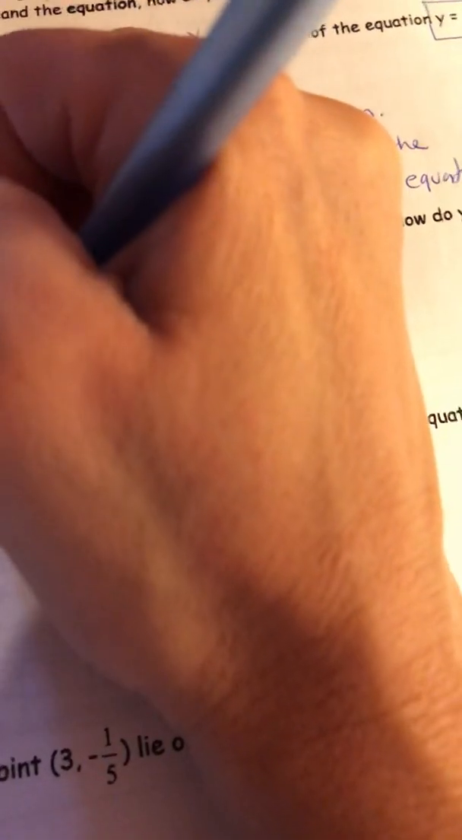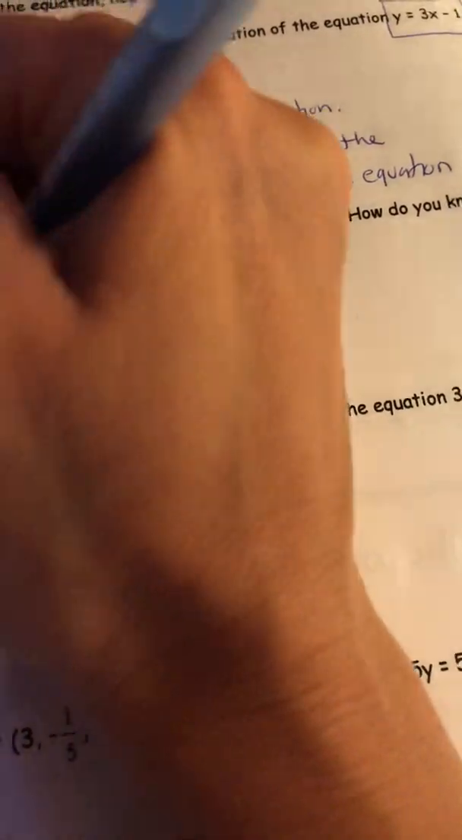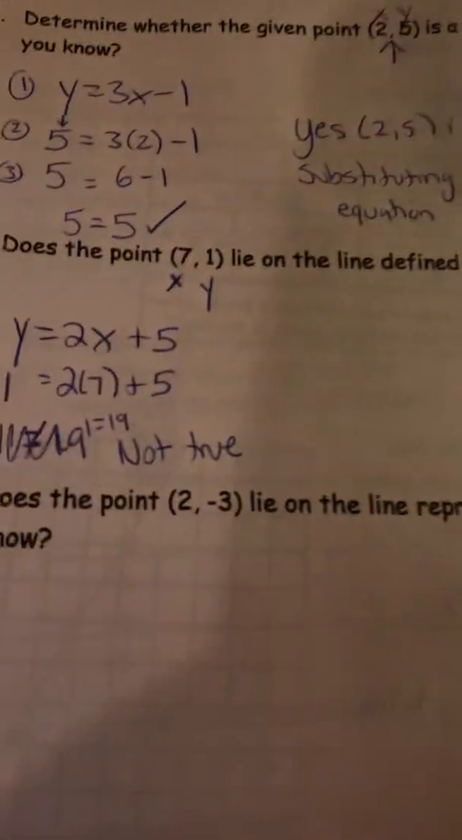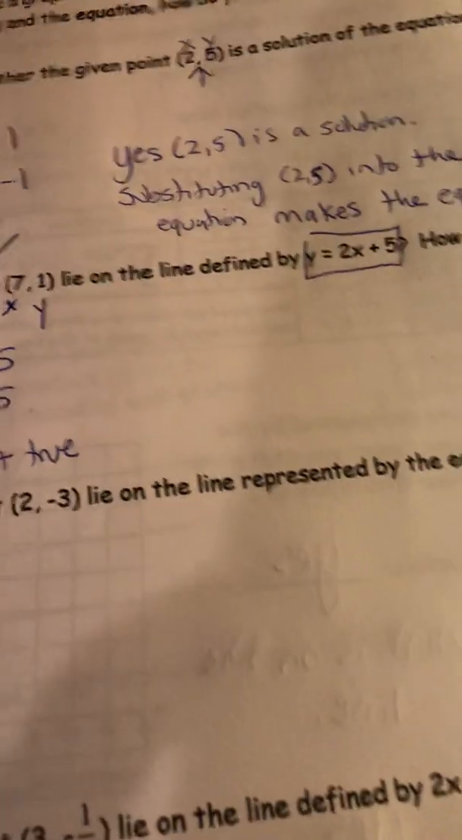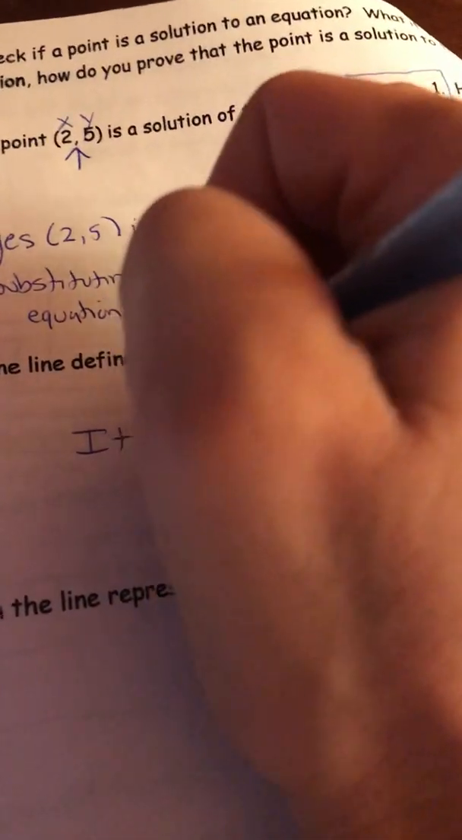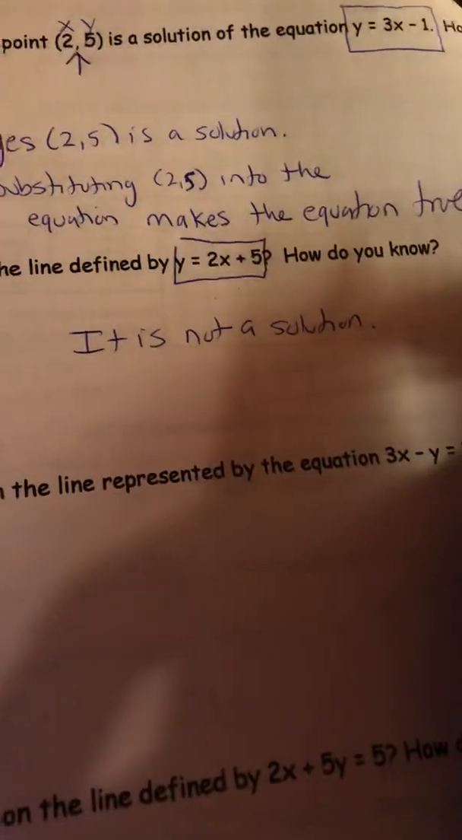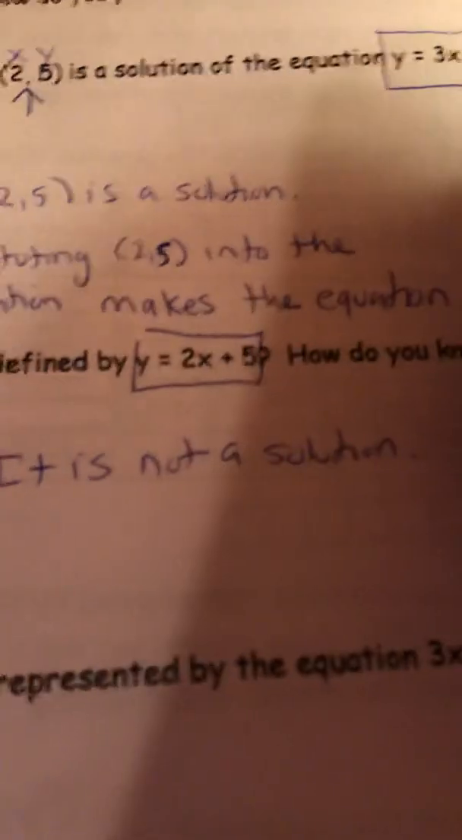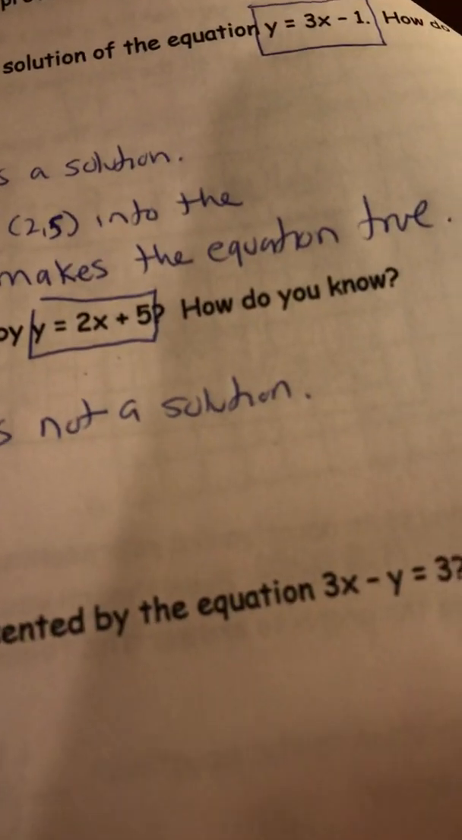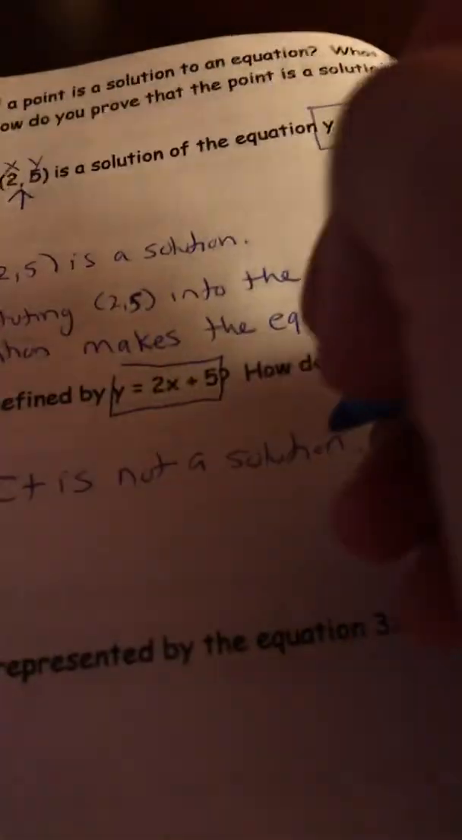That's no way, not true, right? So 1 does not equal 19. This is not a true statement. 1 equals 19 is not a true statement, right? So this means that the point (7, 1) does not lie on that line. It is not a solution. You can say it's not a solution because substituting in the values results in a false statement.